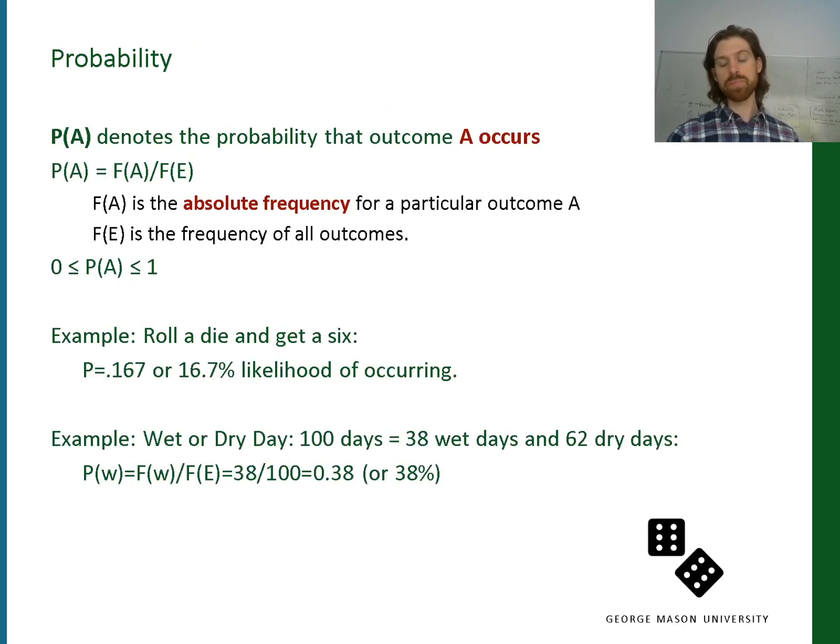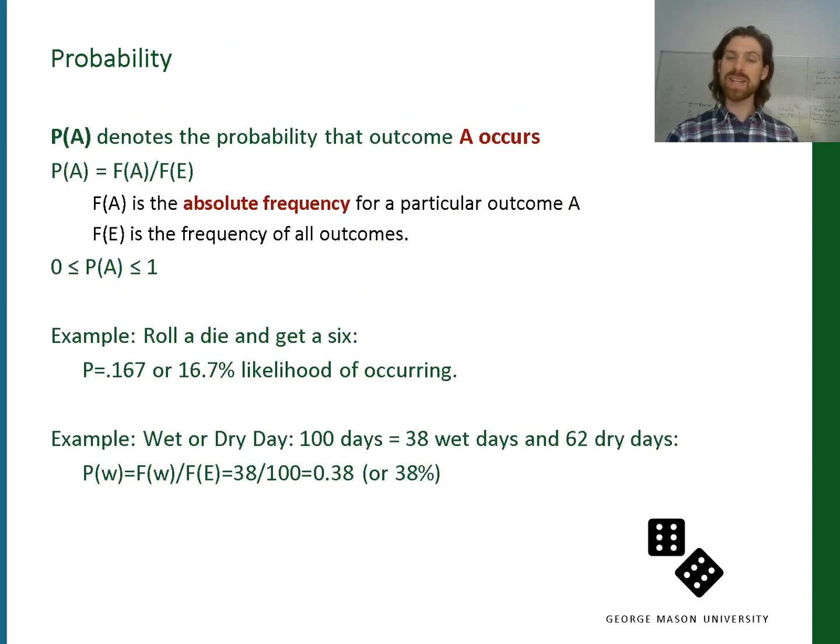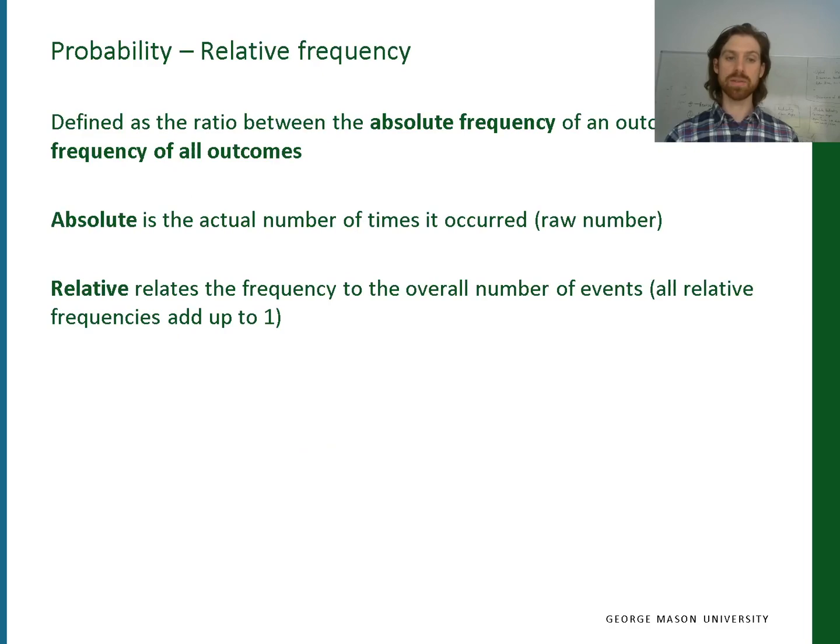So the absolute frequency of wet days is 38, but the relative frequency compared to all of the days is 0.38 or 38%. Okay.